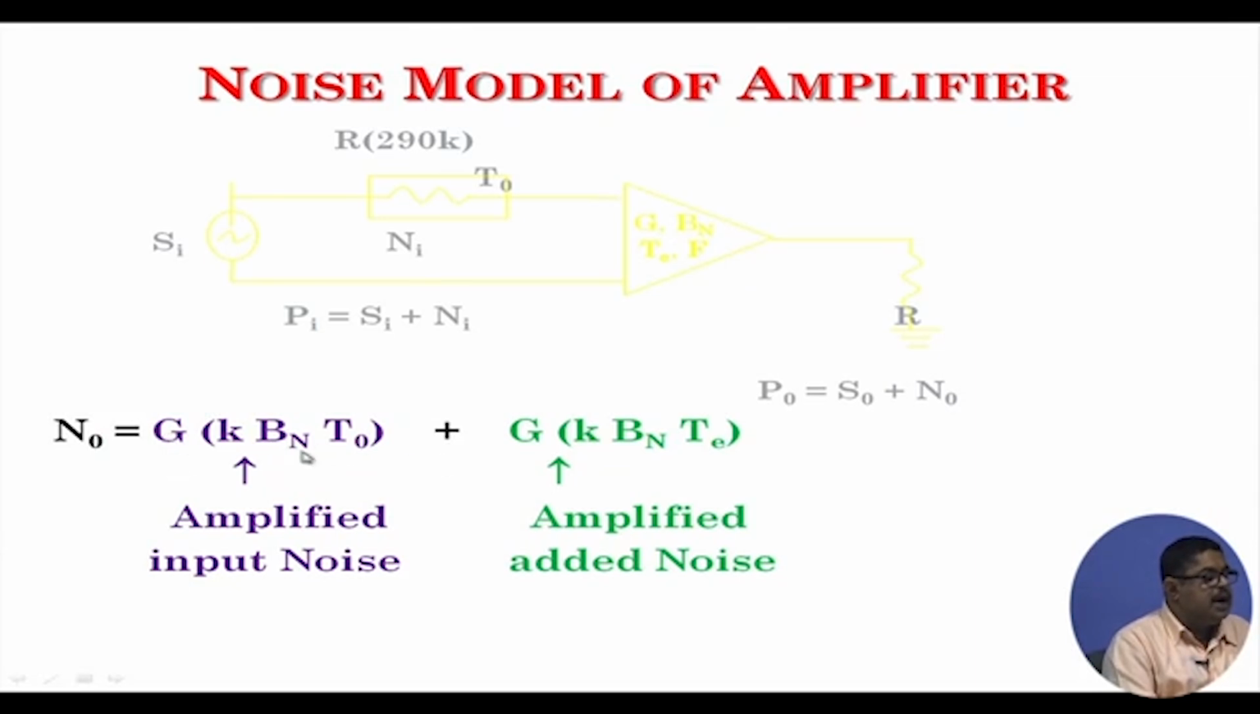Ni we know from this definition is K Bn T naught, and the amplifier will also add its own noise, that is G into K Bn T, whatever amplifier-added noise. So the input noise is multiplied by its gain, and its own generated noise is also multiplied by its gain.